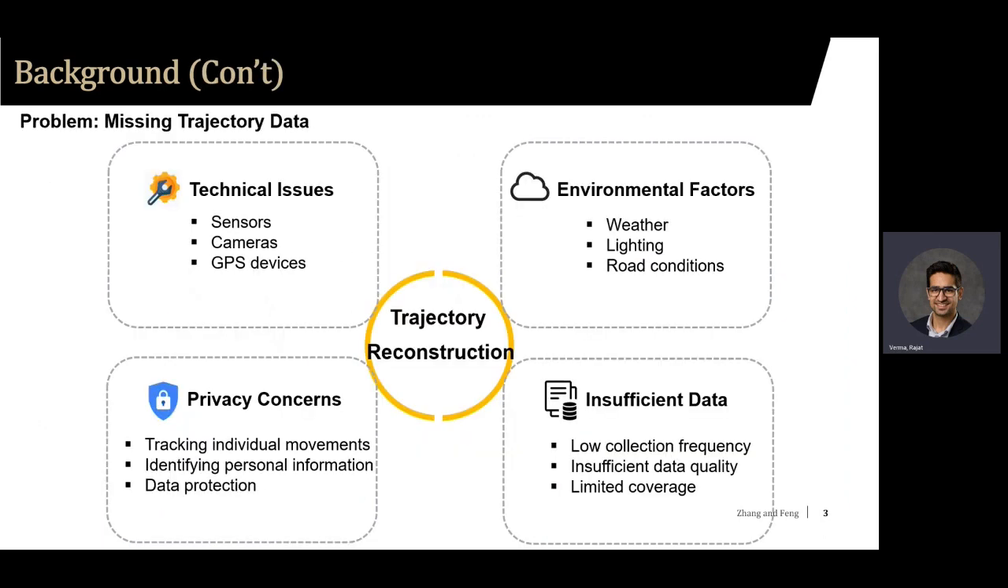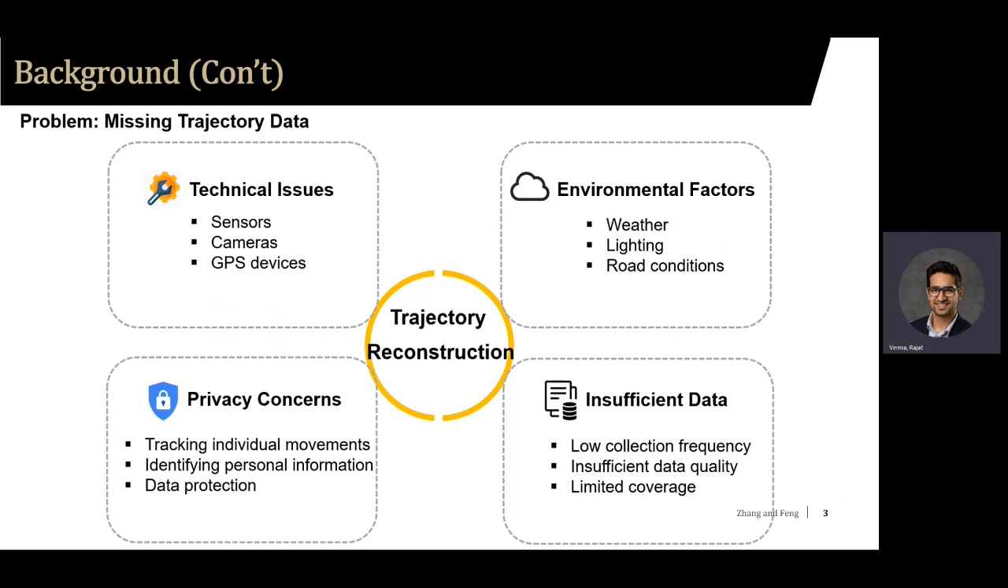But we are still facing the problem like the missing trajectory data due to several reasons. The first is from the technical issues like different sensors, cameras, and the GPS devices may lead to the different coverage range, and this may make us lose some trajectory data. From the environmental factors like different weather, different lightings, different road conditions made us lose some trajectory data as well.